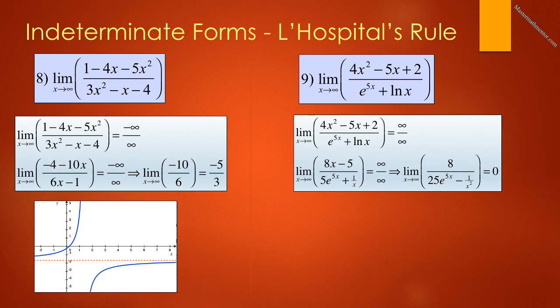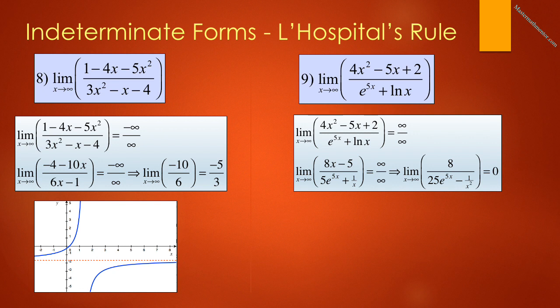However, that method will not work in number 9, the limit as x approaches infinity of 4x squared minus 5x plus 2 over e to the 5x plus natural log of x, because our denominator is not a polynomial. So we plug in infinity and we get infinity over infinity. And we now use L'Hopital's rule to get the limit as x approaches infinity of 8x minus 5 over 5e to the 5x plus 1 over x.